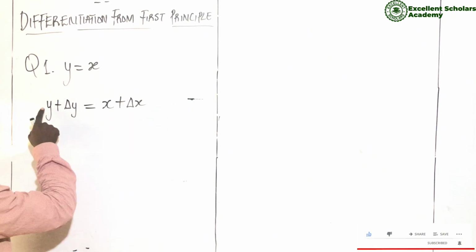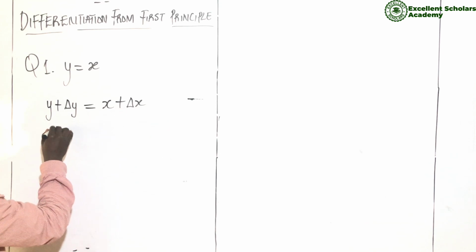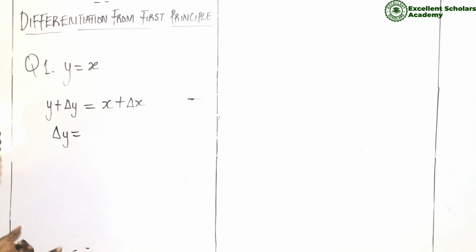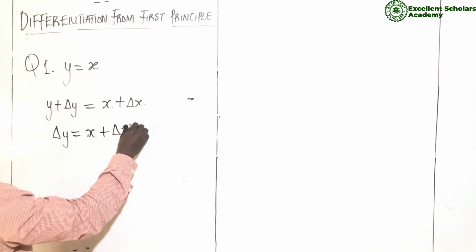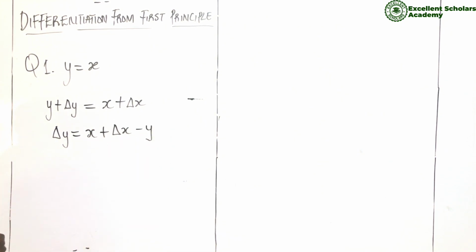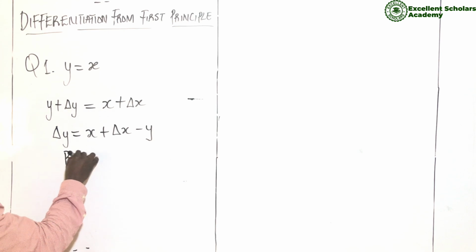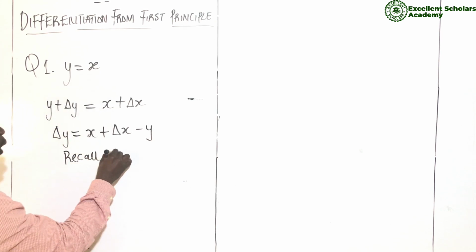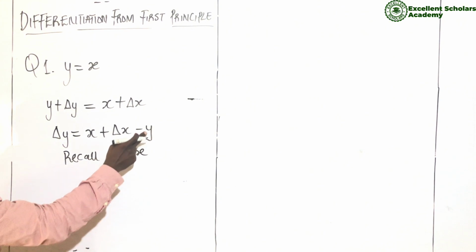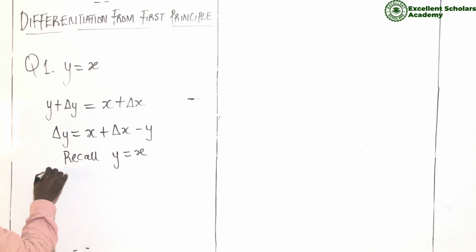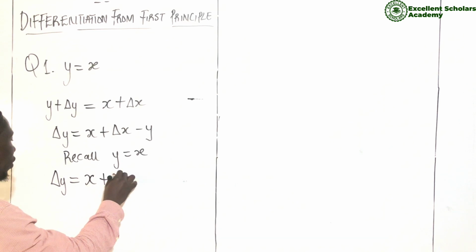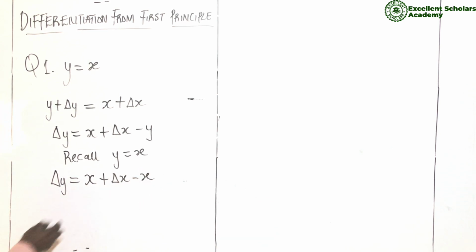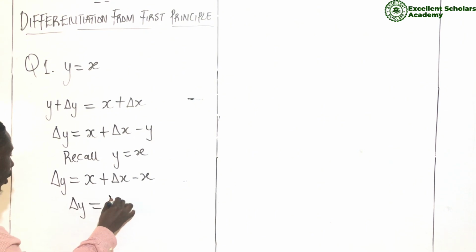Now, what you do, you take this y to this side, and then it becomes change in y, or small increment in y, equals x plus small increment in x minus y. Now, recall from here that your y equals x. So meaning, see my y, I'm going to replace it with x. So it becomes small increment in y equals x plus small increment in x minus x. Now this plus x takes away this minus x. You have small increment in y equals small increment in x.